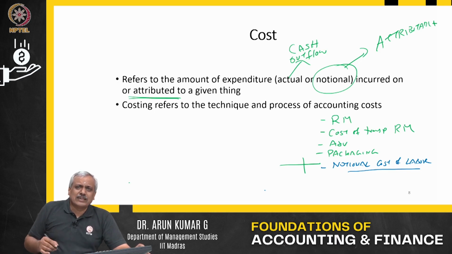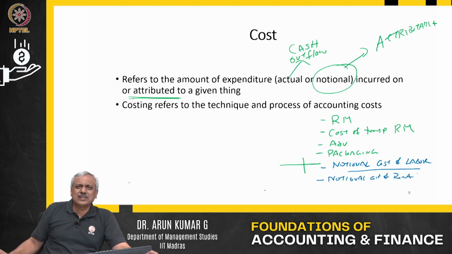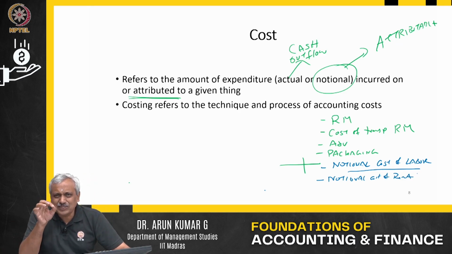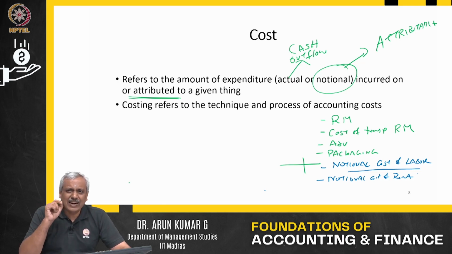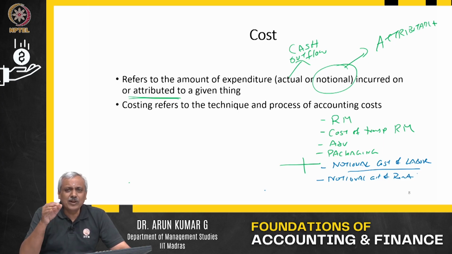I am going to give you one more example. For example, I would say notional cost of rent. Sir, what is notional cost of rent? Now, imagine I had hired a place to manufacture this toy. If I had hired a place to manufacture this toy, I have to pay rent. Now, why don't you take the rent that you pay for your villa, a beach facing villa? Take that as the cost.